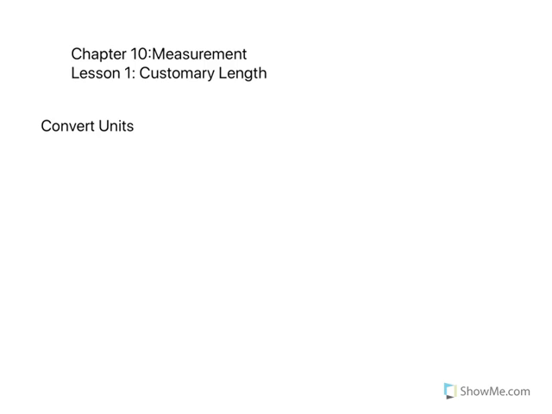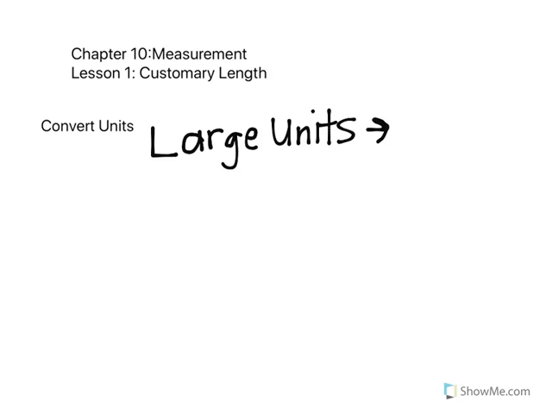All right, Chapter 10, Lesson 1, Customary Length. So, first off, we have to know how to convert units. The first thing we need to know is that when we go from large units to smaller units, we multiply.